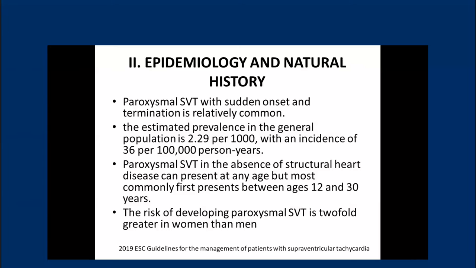So epidemiology-wise, the incidence is reported to be around 2.2 per 100, and the prevalence around 36 per 100,000 people. These are data from Western countries, the US and Europe, and it is more commonly seen in women, and usually seen in younger patients, particularly compared to atrial fibrillation, whereby age is the most important risk factor.